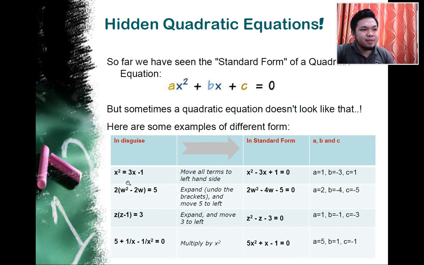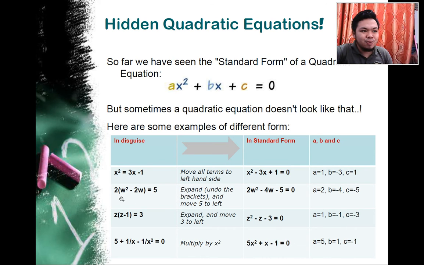Ito po. X squared is equal to 3x minus 1. Na-move lang naman. Pero pag sinulat natin siya sa standard form, x squared minus 3x, bakit naging negative po? Kasi dito, you need to transpose it: x squared minus 3x plus 1. So, nilipat natin sa kabilang side, then it's equal to 0. So, ano yung value ng A, B, and C niya? A is equal to 1 kasi x squared lang. Then, yung B automatically is negative 3. Then, C is equal to 1.